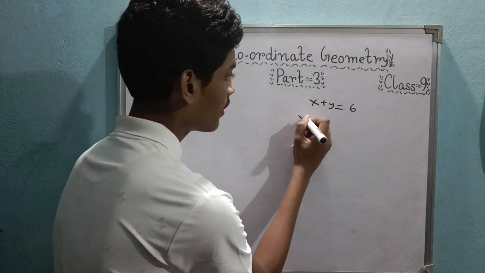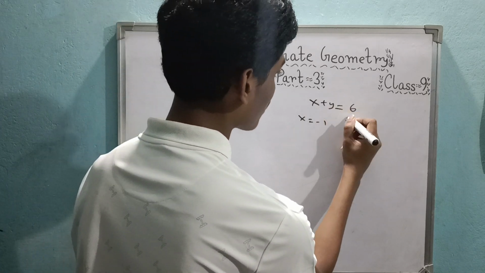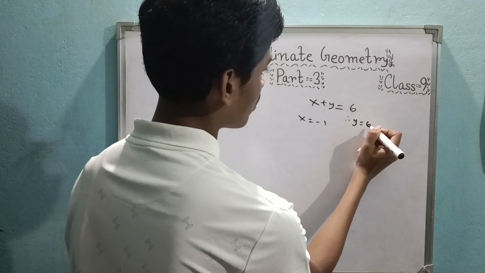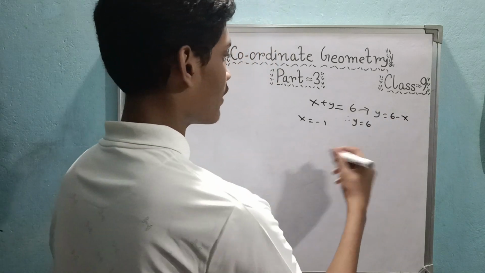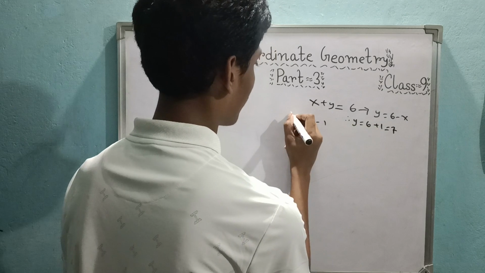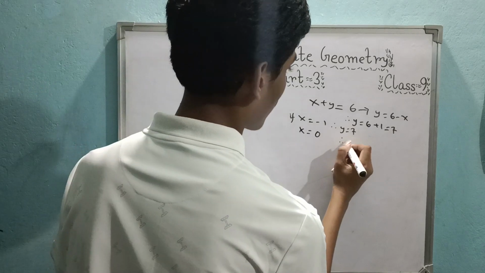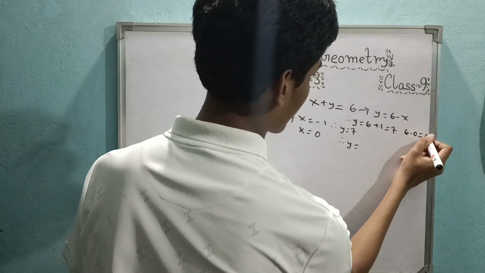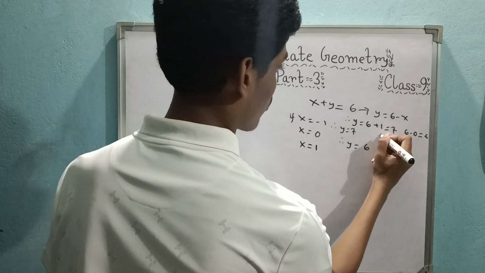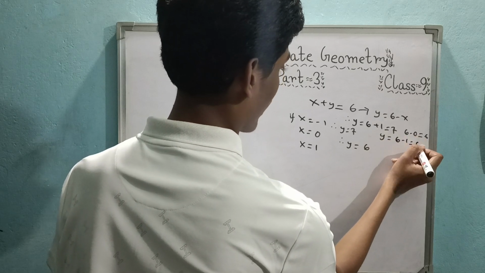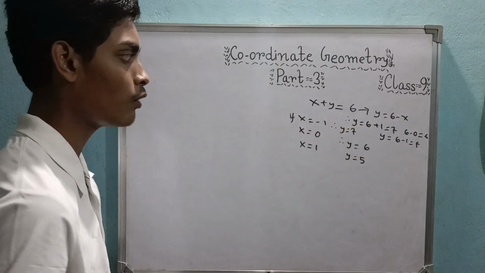Suppose if I take x equal to minus 1, then what will be my y? Then put it here. Therefore, from this I can write that y equal to 6 minus x, right? 6 minus minus 1, 6 plus 1 equal to 7. If x equal to minus 1, therefore y equal to 7. Similarly, if I put x equal to 0, therefore y equal to 6 minus 0 equal to 6. If I put x equal to 1, then y equal to 6 minus 1 equal to 5. So by putting three values of x, we get respective three values of y.